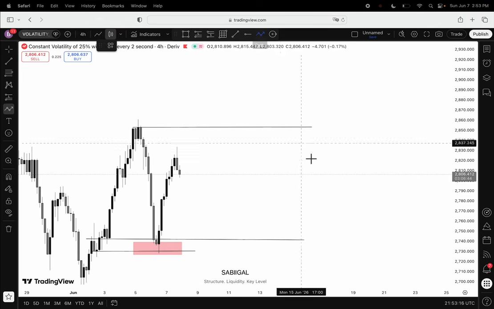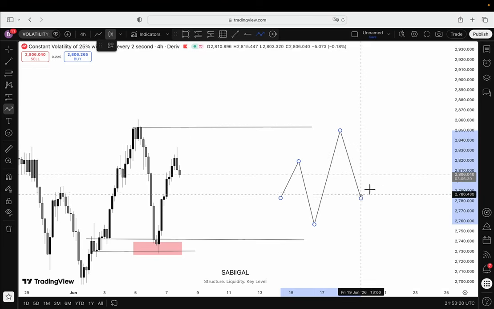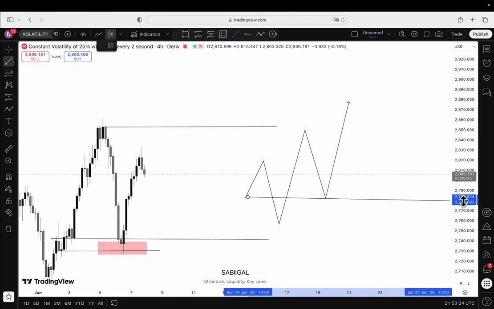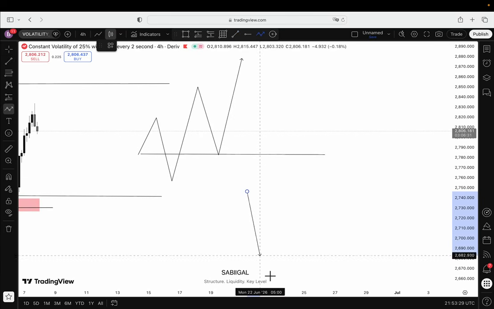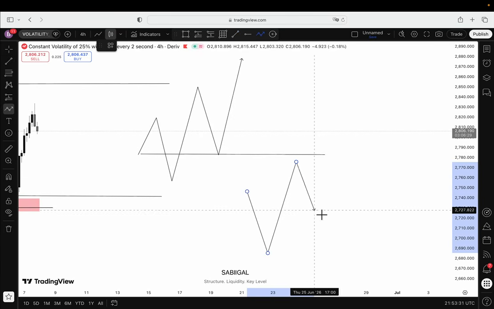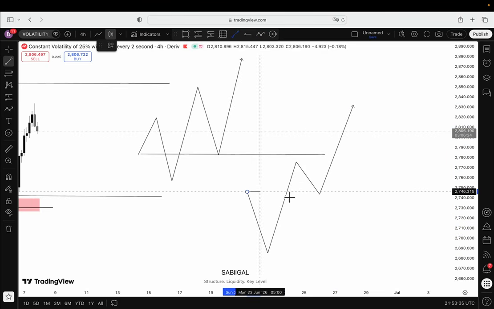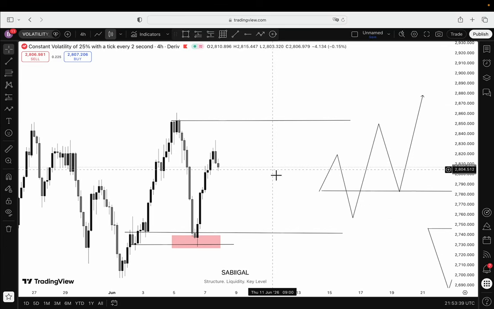Your entry can come in this form, QM arrow. Your entry can also come in this form, breakout. It's your choice. That's what I have to say.